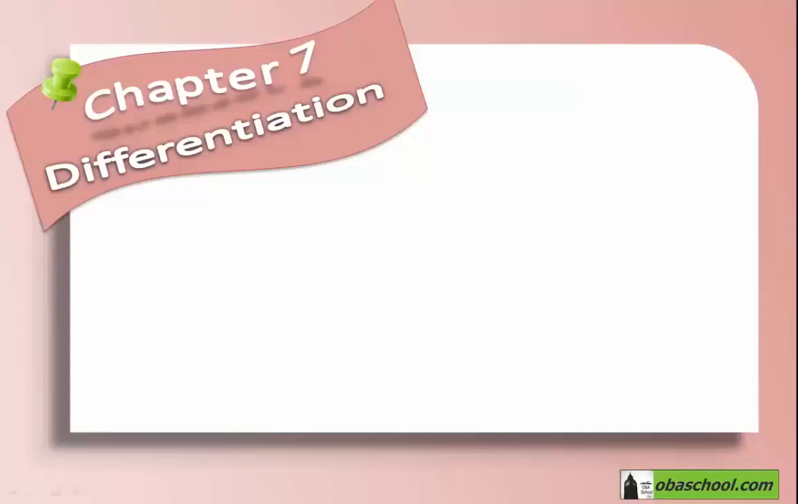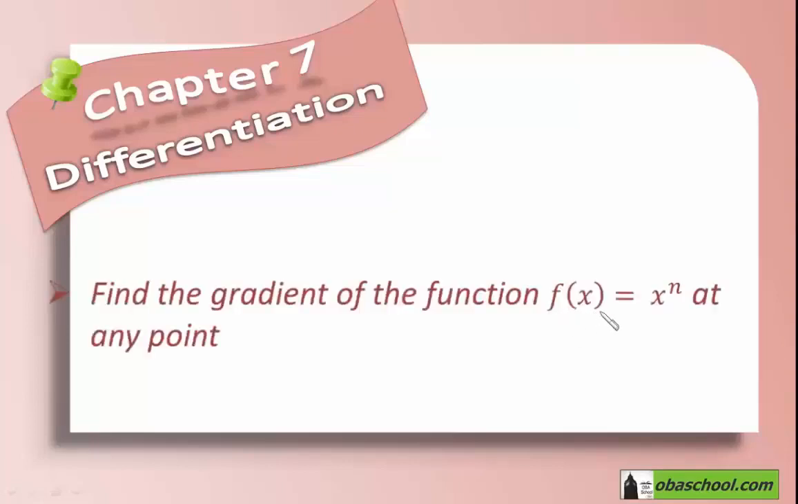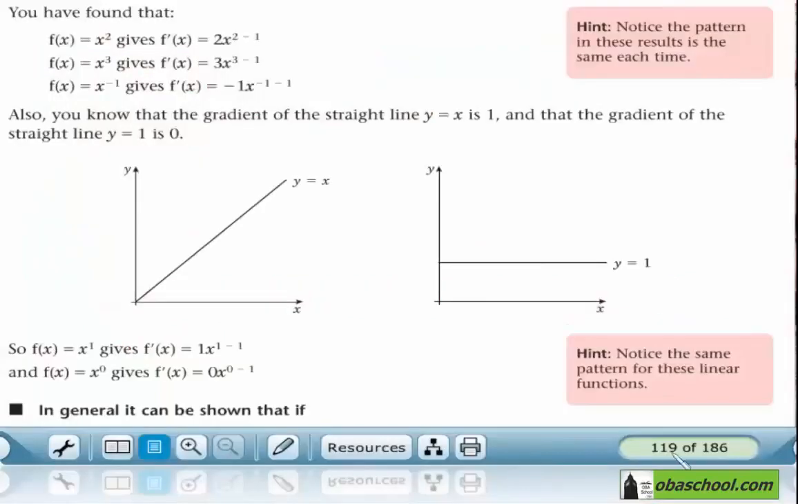In the last tutorial in section 7.2, we are going to summarize all the section ideas, where the objective is to find the gradient of the function f of x equal x to the power n at any point. Back to the book, page 119, we have an explanation, but we are going to try to rearrange it so we can understand the ideas in a better way.